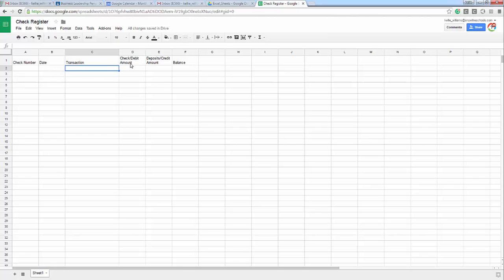Your check debit amount is how much you're subtracting. This is a withdrawal, so it's what you take away, what you minus. Your deposits and credit amount is what you add into your account, and then you have your balance. So what do we have to do?